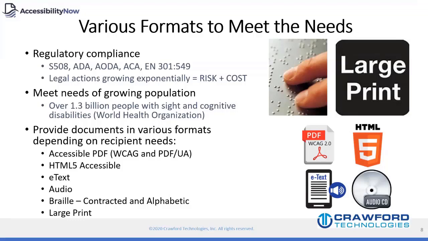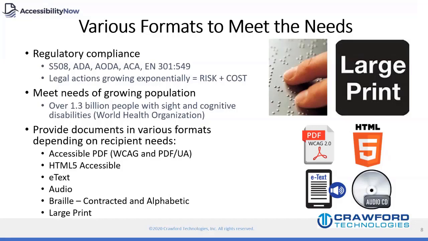This information should be provided in documents in whatever format is required or requested by a recipient. And this can mean either an accessible digital format or a physical format, such as Braille, whether it's contracted or uncontracted. In a digital format, this means offering the ability to receive accessible PDF, whether it's WCAG or PDF UA, HTML5 accessible, e-text, audio, pretty much anything that is capable of making an accessible format, generating that specific format for an individual when requested.